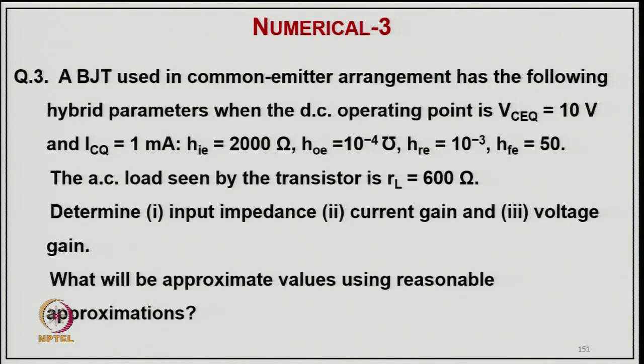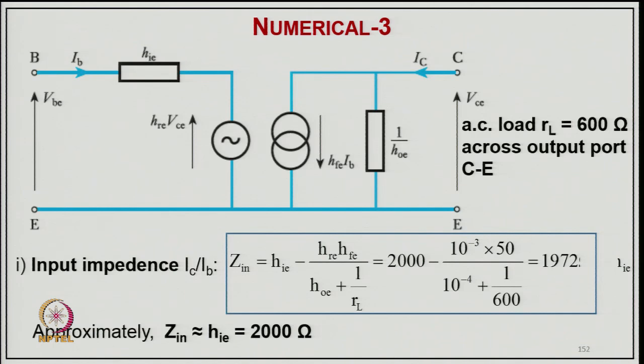So, coming to numerical 3, a BJT is used in common emitter arrangement and has the following hybrid parameters, where the DC operating point is V_CQ 10 volt, I_CQ 1 milliampere, h_i 2000 ohm, h_o is 10 to power minus 4 mho, h_re is equal to 10 to power minus 3, h_f equal to 50. So the AC load line seen by the transistor is R_L equal to 600 ohm, and determine the input impedance, current gain and voltage gain, and what will be the reasonable approximation.